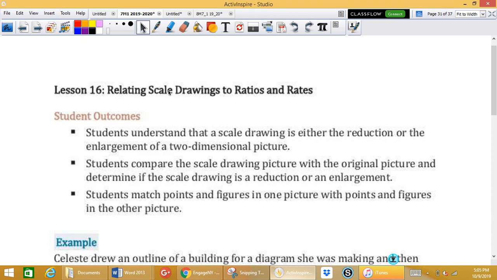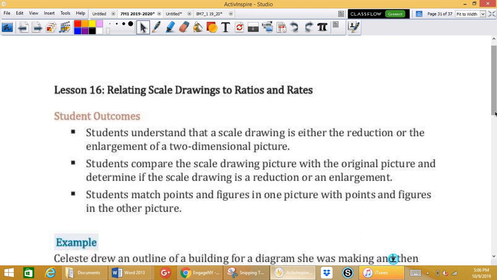Lesson 16, relating scale drawings to ratios and rates. Students understand that a scale drawing is either the reduction or enlargement of a two-dimensional picture. Students compare the scale drawing picture with the original picture and determine if the scale drawing is a reduction or enlargement. Students match points and figures in one picture with points and figures in another picture.